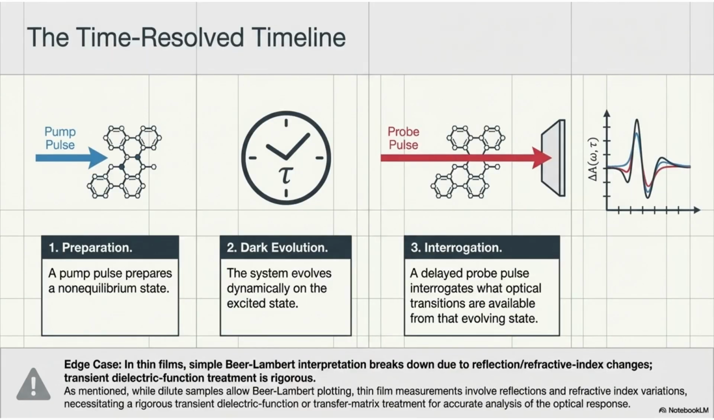The time-resolved timeline involves 3 steps. First, a pump pulse prepares a non-equilibrium state. Second, dark evolution occurs as the system evolves dynamically on the excited state. Finally, a delayed probe pulse interrogates the optical transitions available from that evolving state.